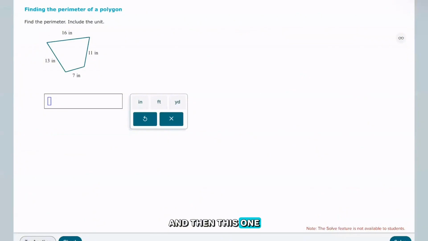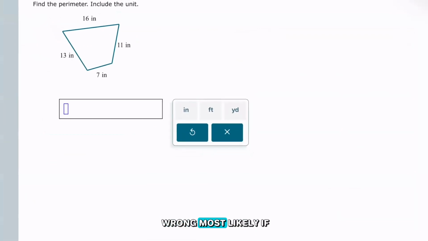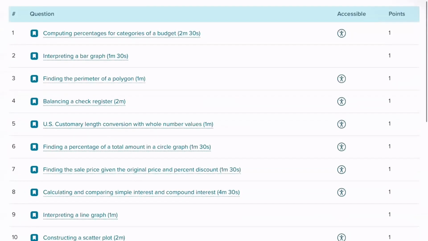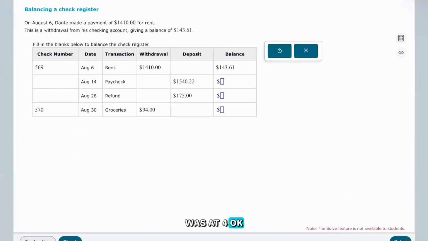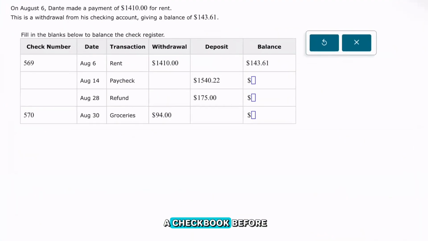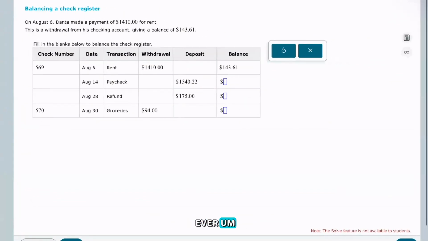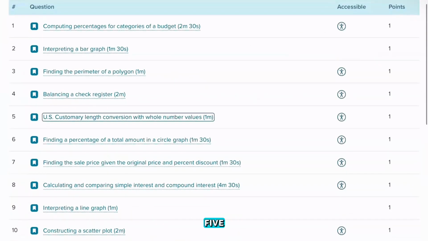And then this one, find the perimeter. Make sure you don't forget the units in that one. It will mark you wrong, most likely, if you don't put the units in there. I just got to remember which one I'm on. Was that 4? Okay. If you never used a checkbook before, this is definitely useful if you ever need to write a check. So there's that one. That was number 4. Number 5.